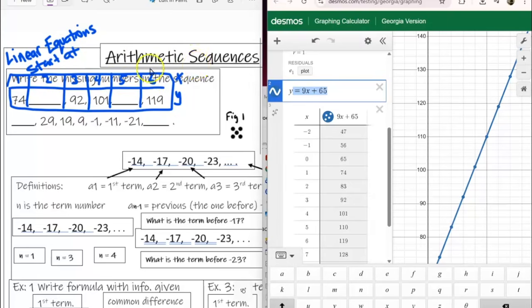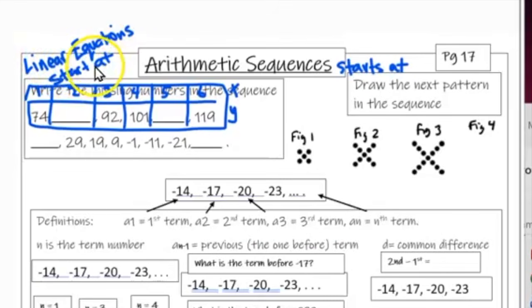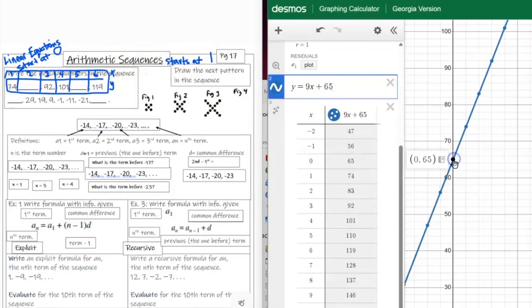And this is what I want you to say. Linear equations start at 0, whereas arithmetic sequences start at 1. So go ahead and copy that down in your notes. It's going to be very, very important. If you can highlight it, color it, please go ahead and do so. Linear equations, they start at 0. Arithmetic sequences start at 1. So our starting point on a linear equation is always 0.